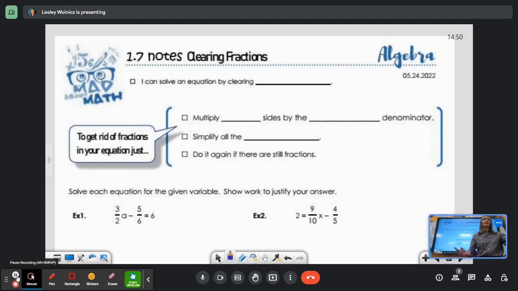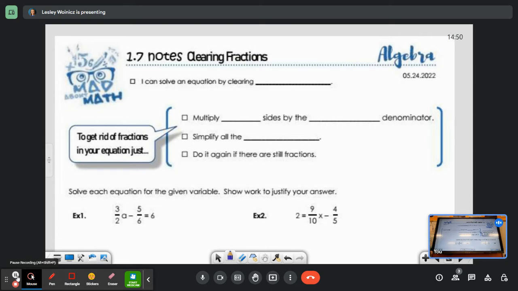Okay. Well, if you don't love fractions, today is your day because today is all about getting rid of fractions. So we still have to know a couple of things about fractions to be able to get rid of them. The first thing is how to multiply by fractions. Multiplying with fractions is really easy. It's adding fractions that's a little bit harder.